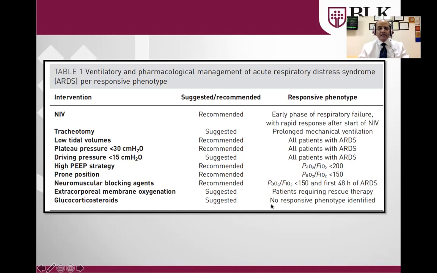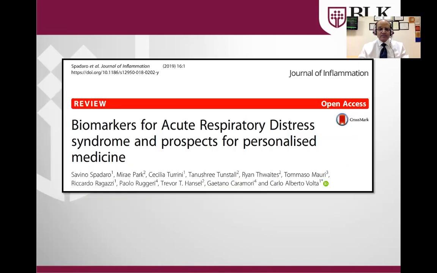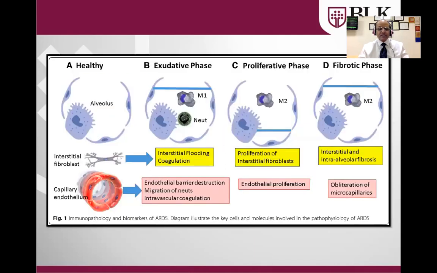That means there have been attempts to further subdivide ARDS so that we understand which therapy would be effective in what group of patients. So people have looked at biomarkers also to look at personalized medicine customized for that patient's need. So this cartoon depicts a healthy alveolus. The interstitium is also healthy and the capillary endothelium is also healthy. Exudative phase, you have macrophages and neutrophils coming into play, and there is interstitial flooding, endothelial barrier destruction, migration of neutrophils, and DIC.